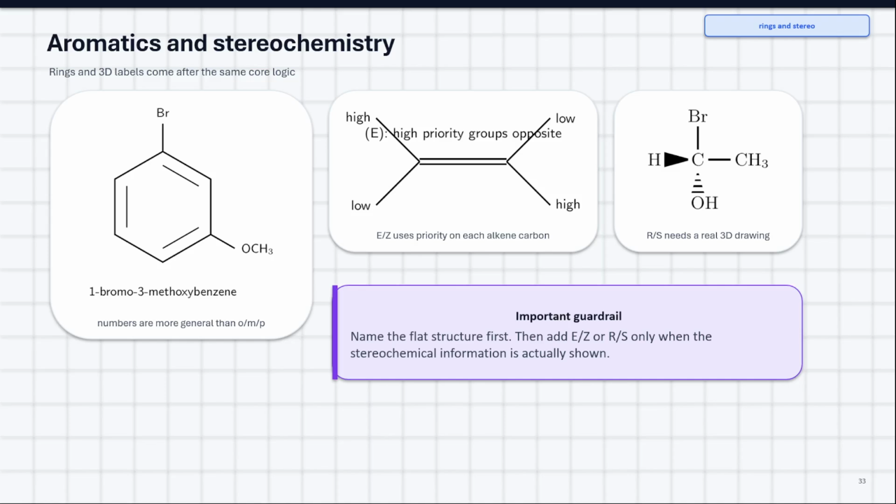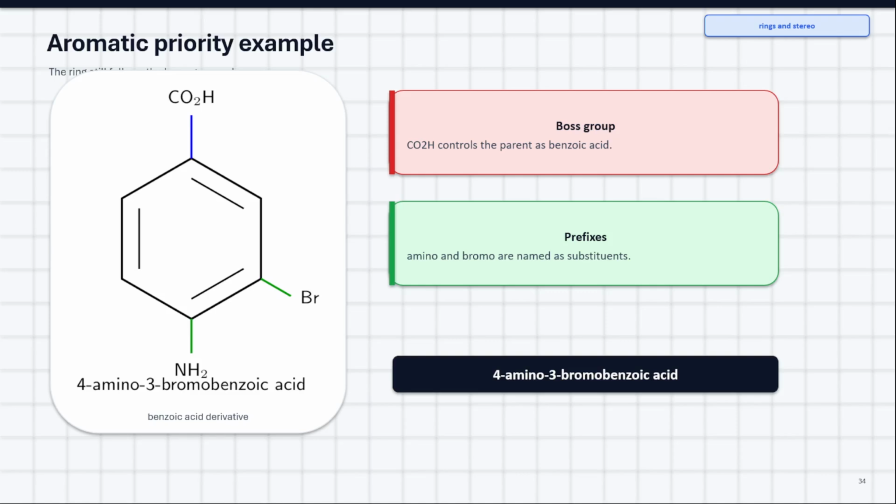Stereochemistry comes after the flat structure is named. E and Z describe double bond geometry using priority rules. R and S describe chiral centers, but you need a real 3D drawing to assign them correctly. In this aromatic example, the ring has a carboxylic acid group, a bromo group, and an amino group.